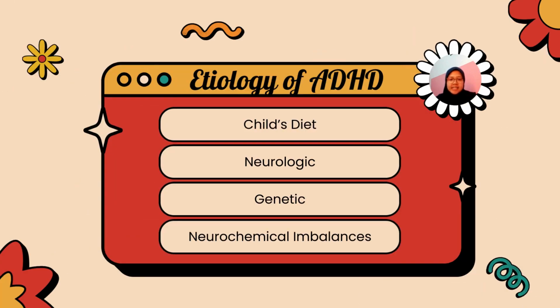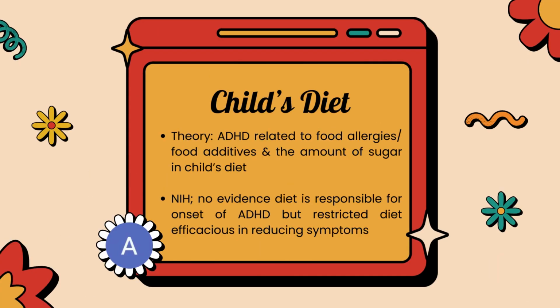The etiology of ADHD, or the exact causes of ADHD, are not clear. Some factors may possibly have a role, such as the child's diet, neurology, genetics, and neurochemical imbalance. One theory that persists in popular literature is that ADHD is related to food allergies or food additives and the amount of sugar in the child's diet. The National Institutes of Health concluded that there is no evidence that diet is responsible for the onset of ADHD and that only in a fraction of children with ADHD is a restricted diet efficacious in reducing symptoms associated with this disorder.